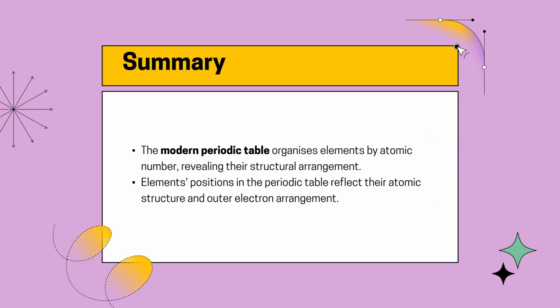Summary. The modern periodic table organizes elements by atomic number, revealing their structural arrangement. Elements' positions in the periodic table reflect their atomic structure and outer electron arrangement.